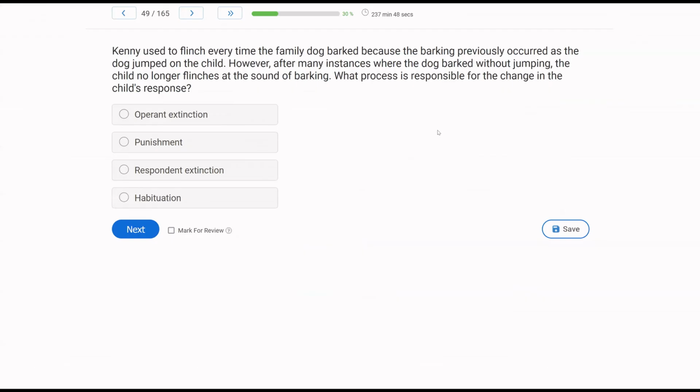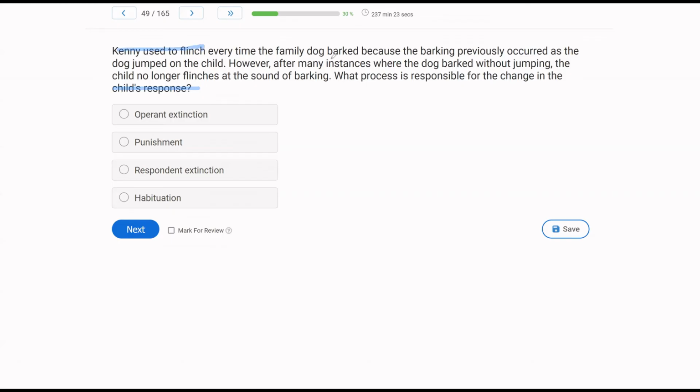Kenny used to flinch every time the family dog barked because the barking previously occurred as the dog jumped on the child. However, after many instances where the dog barked without jumping, the child no longer flinches at the sound of barking. What process is responsible for the change in the child's response? Now, we're looking at the child's response, or in this case, it's going to be a reflex, right? Because the child is flinching.